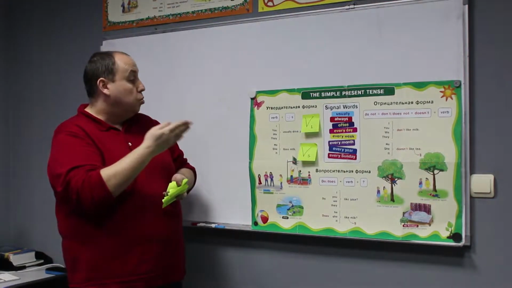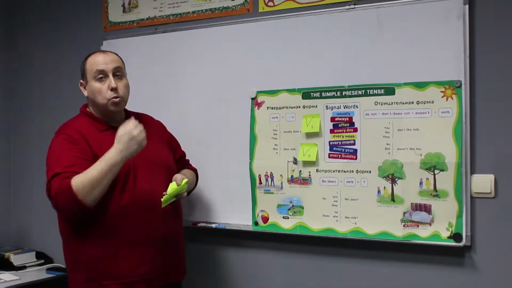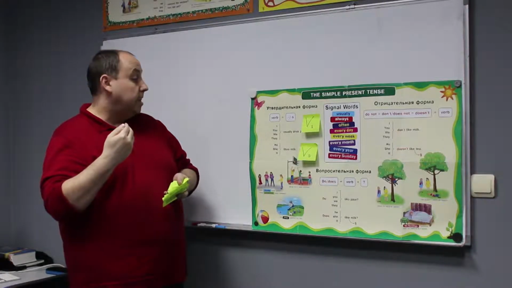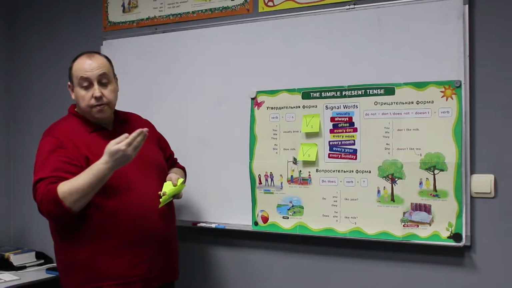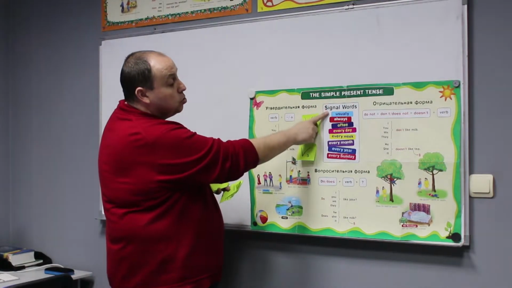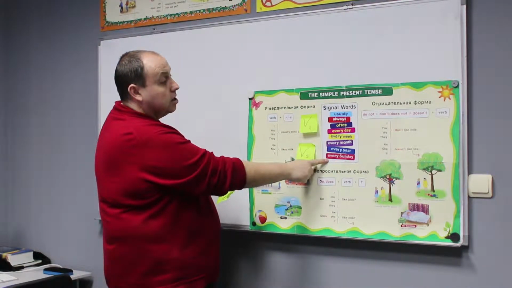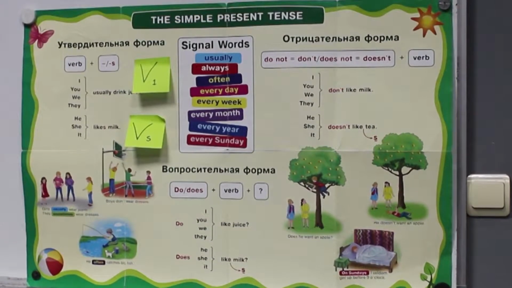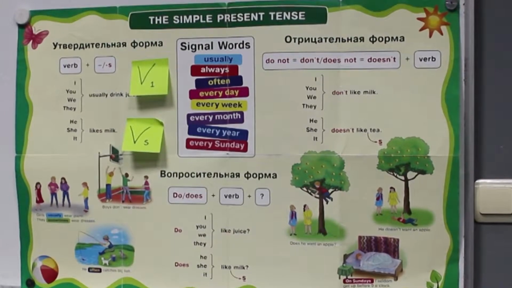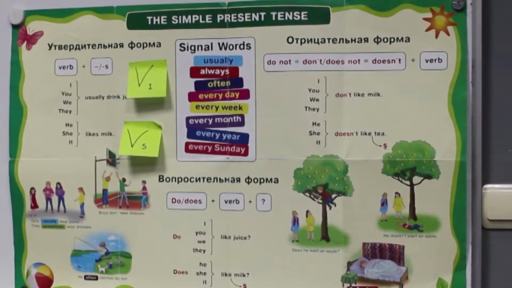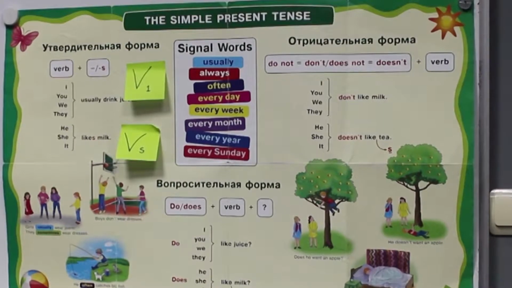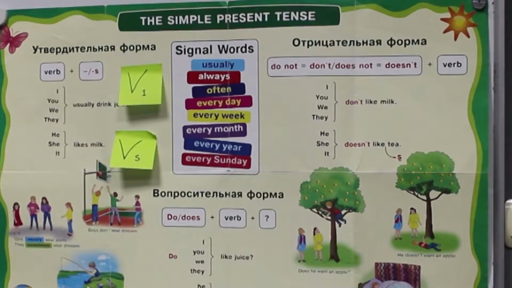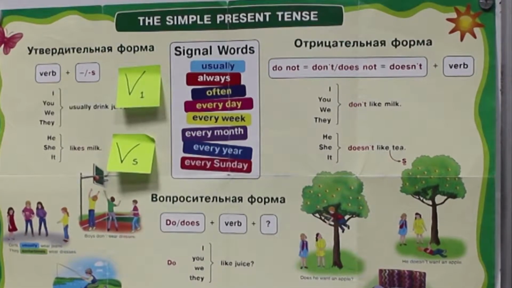I walk, you walk, we walk, they walk. He walks, she walks, it walks. And these are the signal words that you will often see in the sentence that will help you realise that we are dealing with the present simple time. Usually, always, often, every day, every week, every month, every year, every Sunday. These are routines and habits.